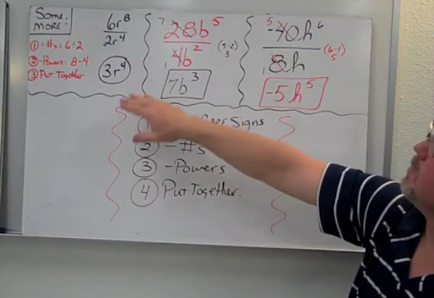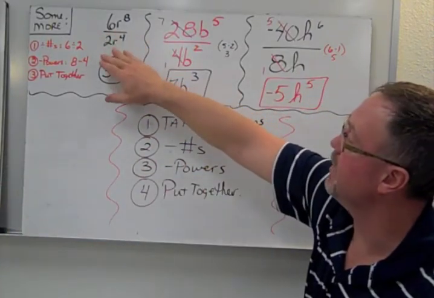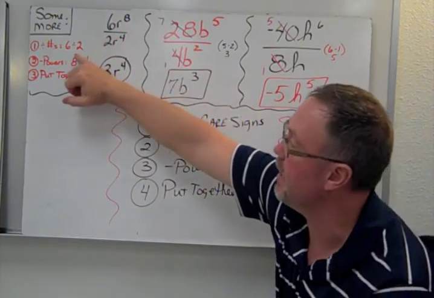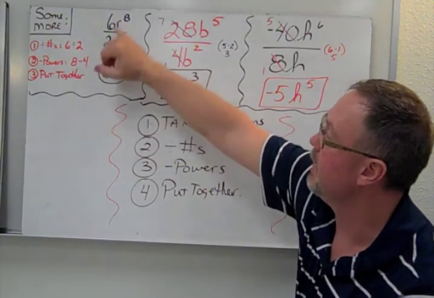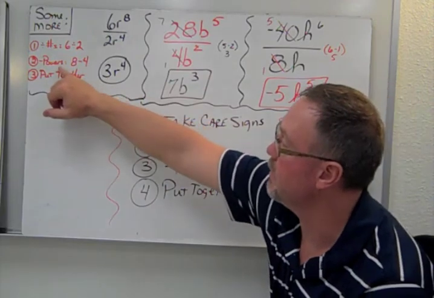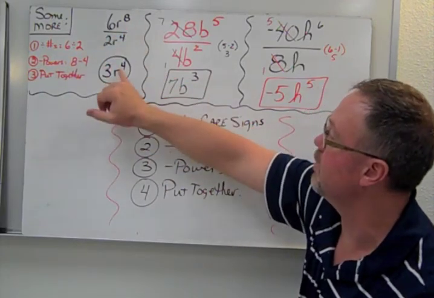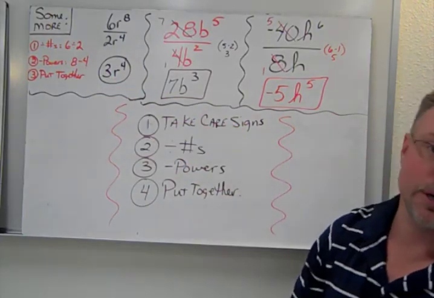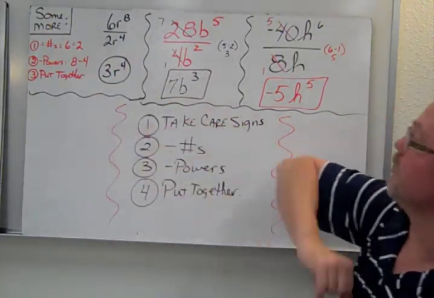A couple more. So we have 6r to the 8th over 2r to the 4th. So now I have coefficients, so I'm going to take and divide my coefficients first. That gives me 3. I'm going to take my powers, 8 minus 4 gives me 4. And when I put it all together, my common base is r. So my answer is 3r to the 4th.